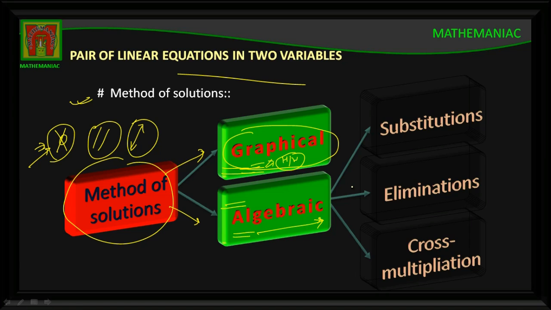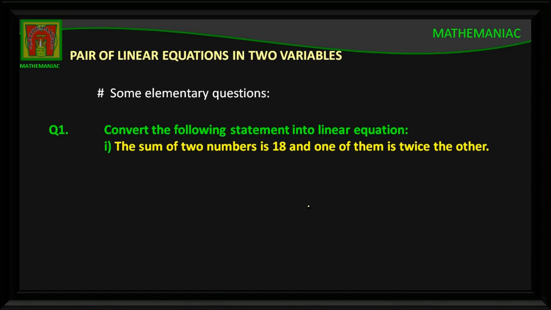There are three algebraic processes by which we can solve a pair of linear equations in two variables: the method of substitution, the method of elimination, and the method of cross multiplication. One by one we are going to discuss everything, then we'll take problems and proceed for each method. Let's see what the first method is.